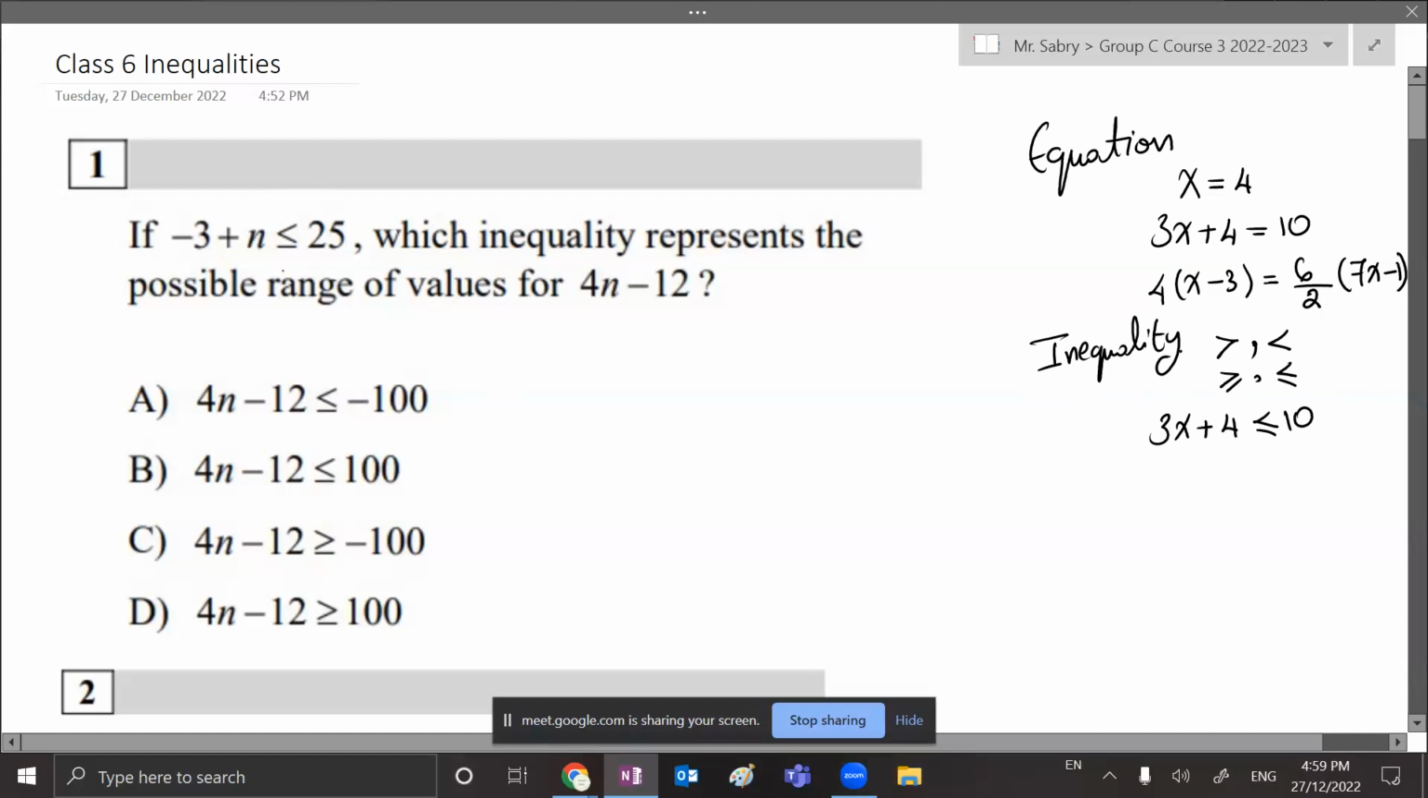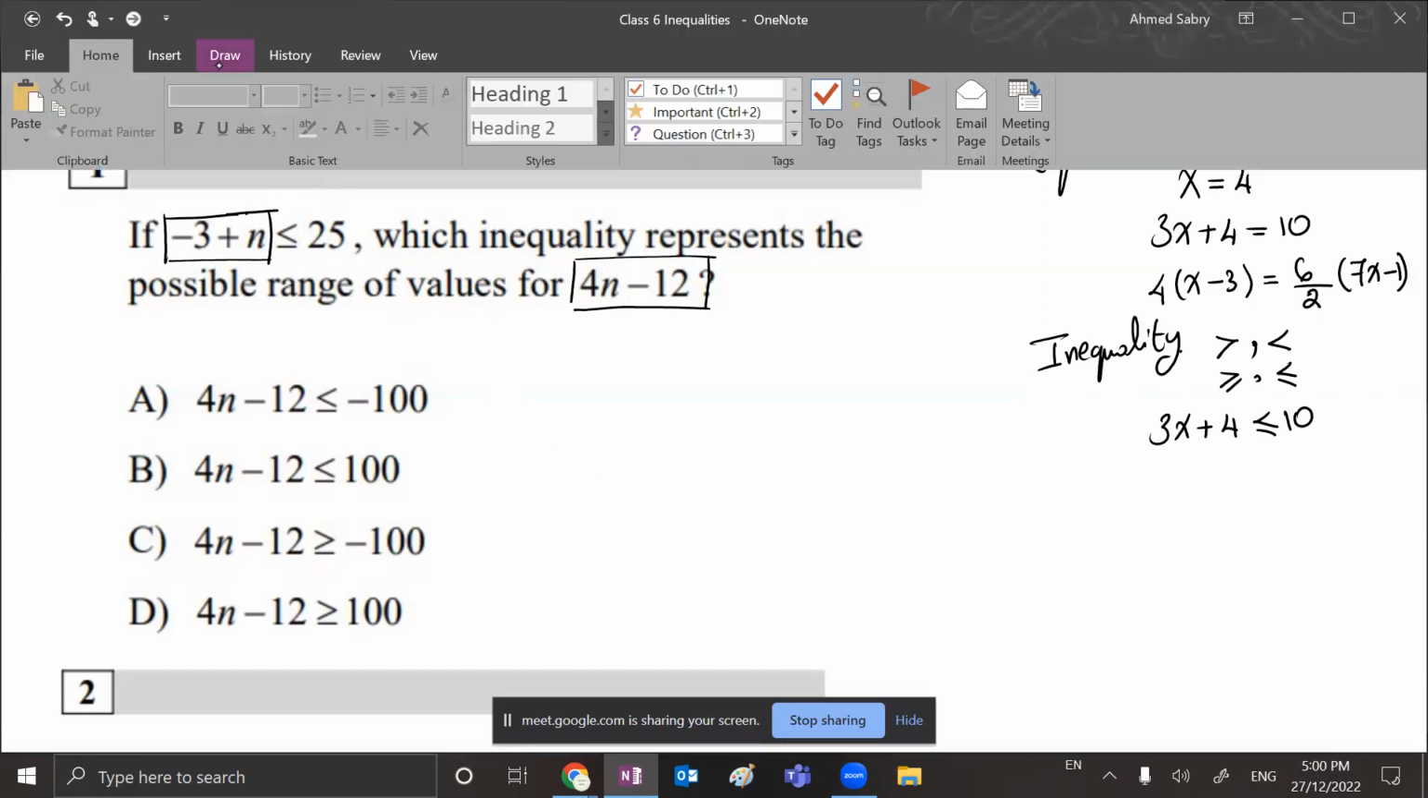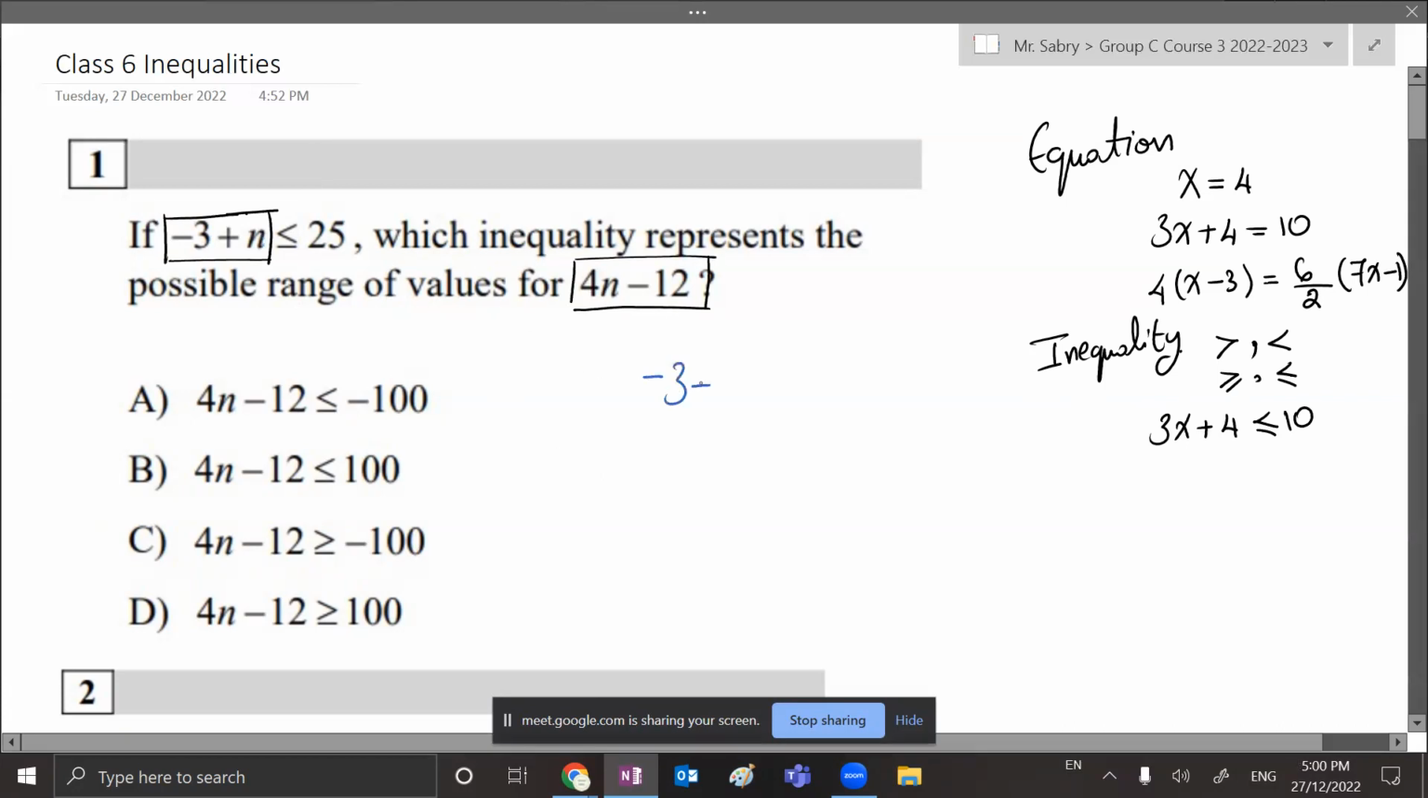They're saying which of the following represents a possible range of the values for 4n minus 12. So you see, you have to try and relate between this, what you're asked to find, and this, which is the part that you're given. There's a small trick here. So the negative 3 plus n, if I multiplied it by 4, it will become just like this one. It will become negative 12 plus 4n, which is 4n minus 12.